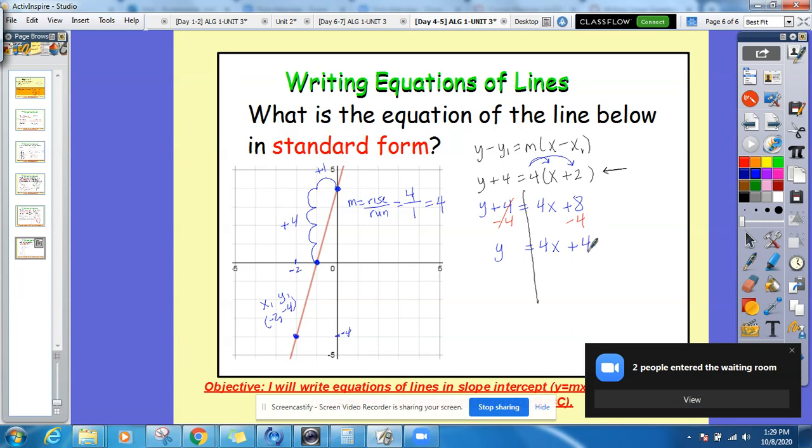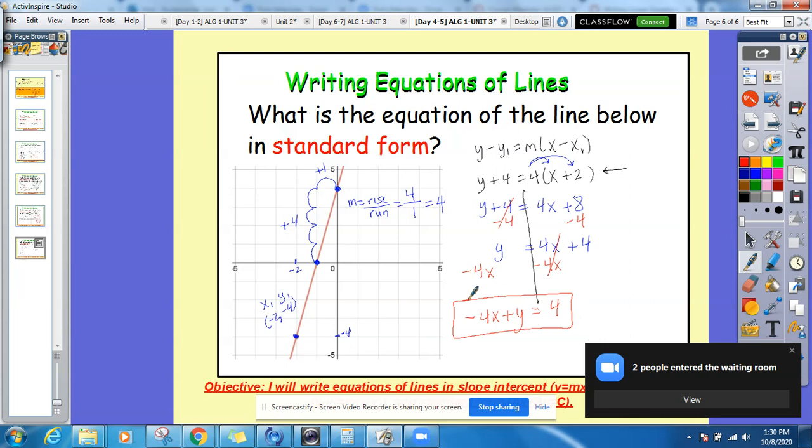And we're almost done. This is in slope-intercept form, but we want it in standard, so we have to move the x to the left-hand side. So I'm going to subtract 4x from both sides. Now, what a lot of kids want to do is they want to combine that 4x and the y, but remember, these two are two different variables, so I'm just going to leave them alone. I have -4x, I have positive y is equal to +4. And we're done there. That's our equation in standard form.